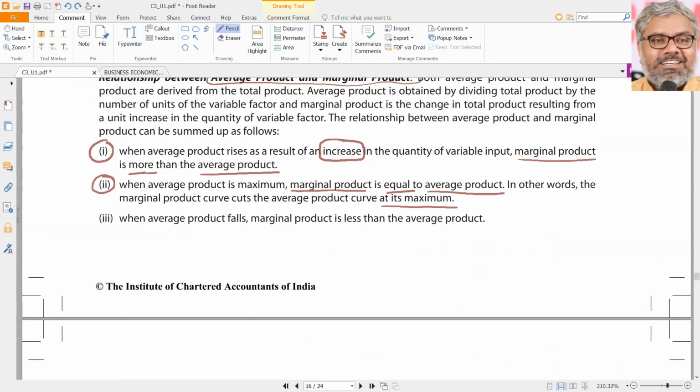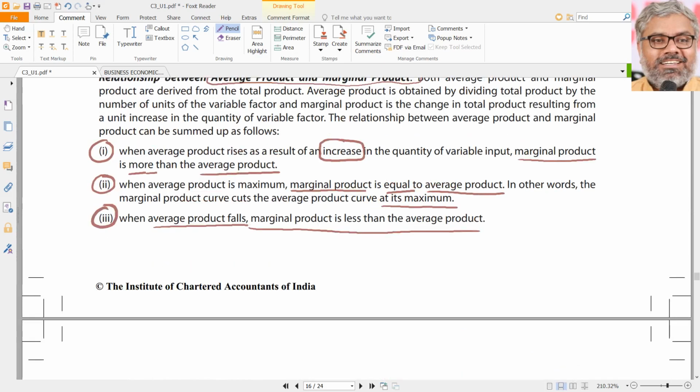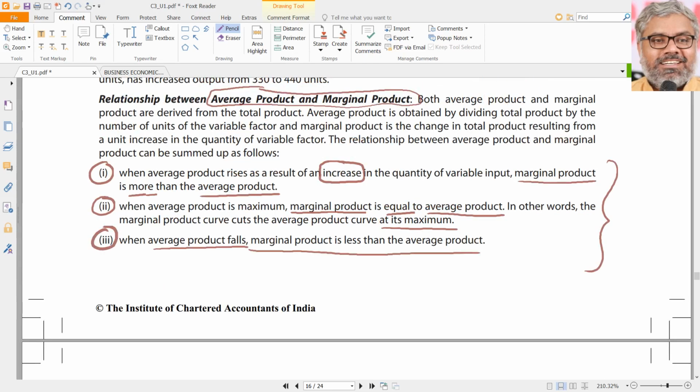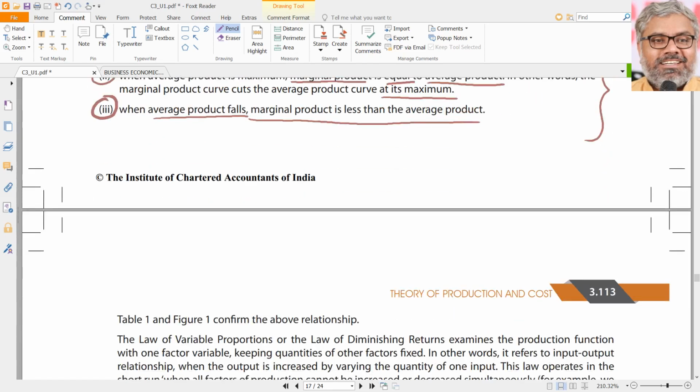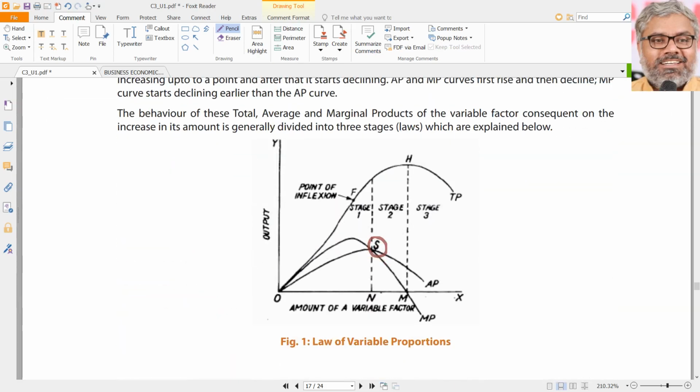That is the third point that we are talking about. When the average product falls, when the average product is going down, naturally what happens then? Marginal product is less than average product. So these are the 3 important points of relationship that we should identify and observe in relation to marginal product and average product. Once again, you should be able to visualize them. If not possible, you should be drawing it on paper, then you will understand very easily.